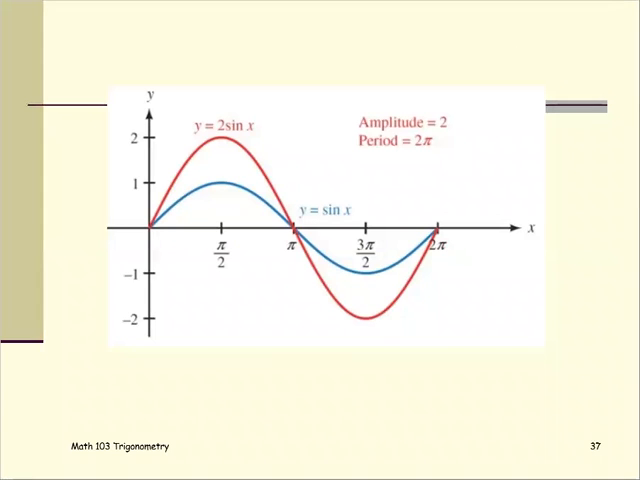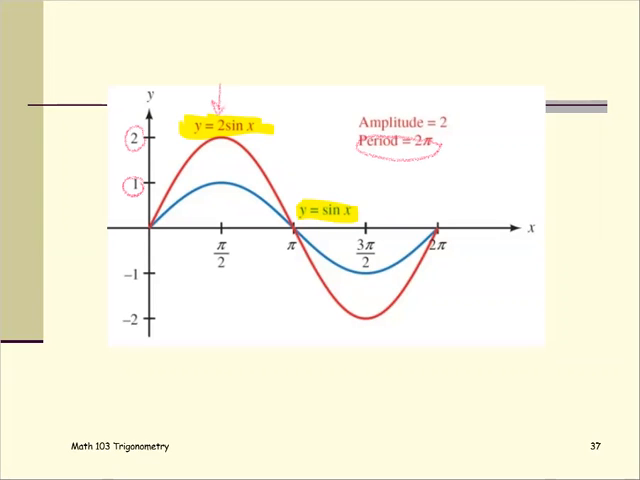From this graph, you can see that the red curve is the curve of y equals 2 sine x, compared with the blue curve, which is the graph of y equals sine x. The difference is the height of the graph. The maximum of the blue curve, the basic sine function, is 1, whereas the maximum of y equals 2 sine x is 2. Both have the same period, but the difference is the amplitude.